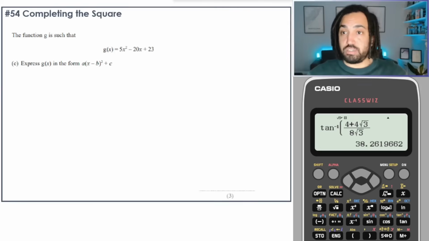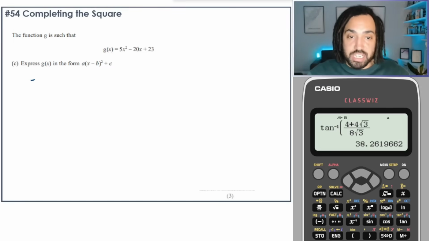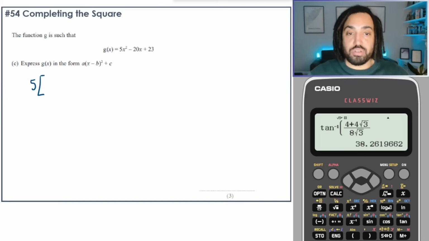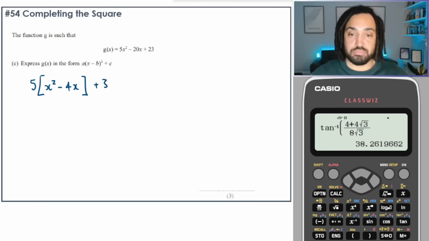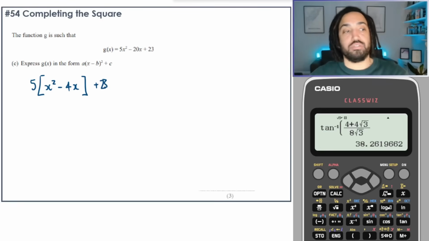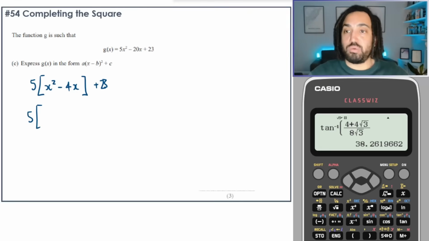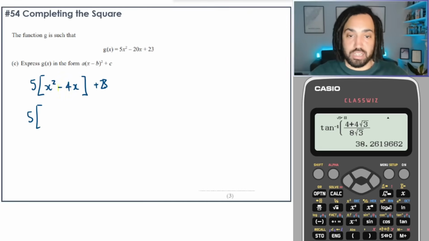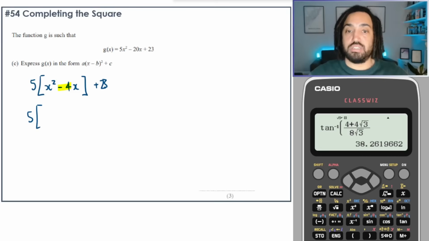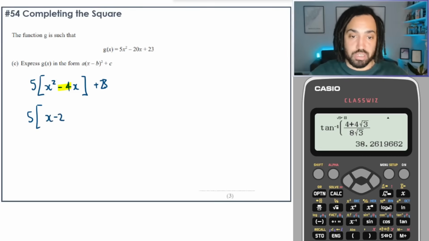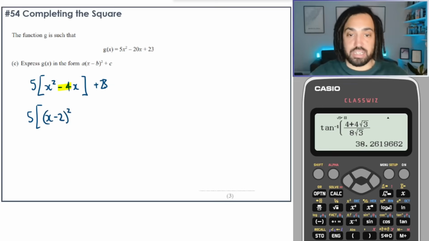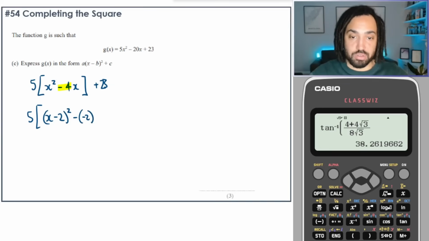Okay, we've got a classic completing the square question. We are going to take out a 5 so that we have x squared inside the bracket, and this will give me 4x, and I'm going to leave the 23 outside, like so. Okay, now we complete the square inside the bracket. So we always look at the x term and we half it. So in this case that's minus 2, and that gets squared like that, and then we always take away that value squared.